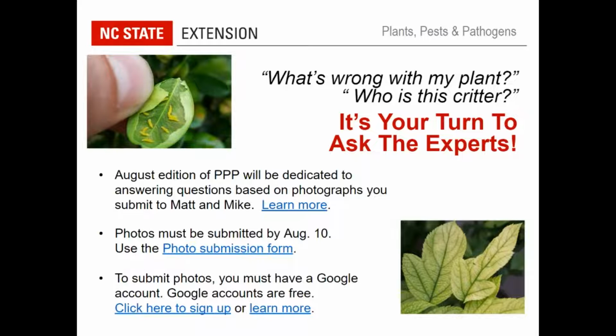But you've got to have that in order to be able to use our Google Drive, which is where we're putting the photos. So that's just one little caveat about using our form. This is the same situation that we had last year, if you're familiar with that. So we look forward to collecting those and talking about those issues in the August edition of Plants, Pests, and Pathogens.